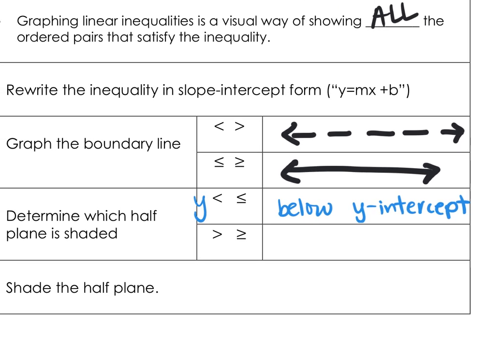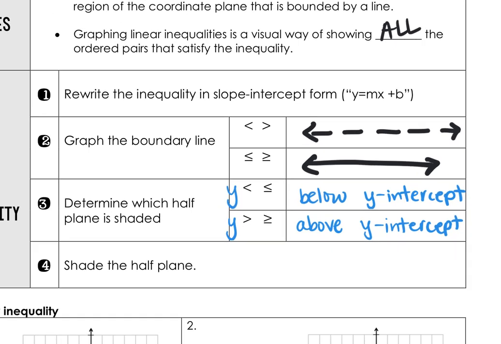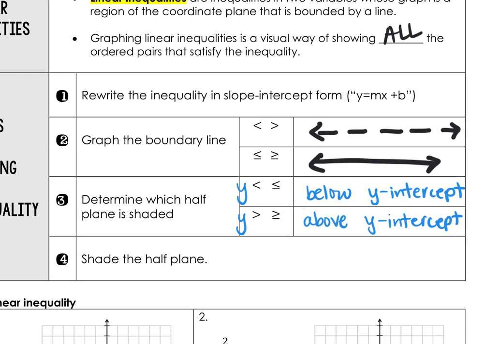So if it's less than, you shade below. When it's greater than, where do you think you shade? Above. So we would shade the region that includes above the y-intercept. Anything above the y-intercept, that's the region of the graph that we would want to shade.